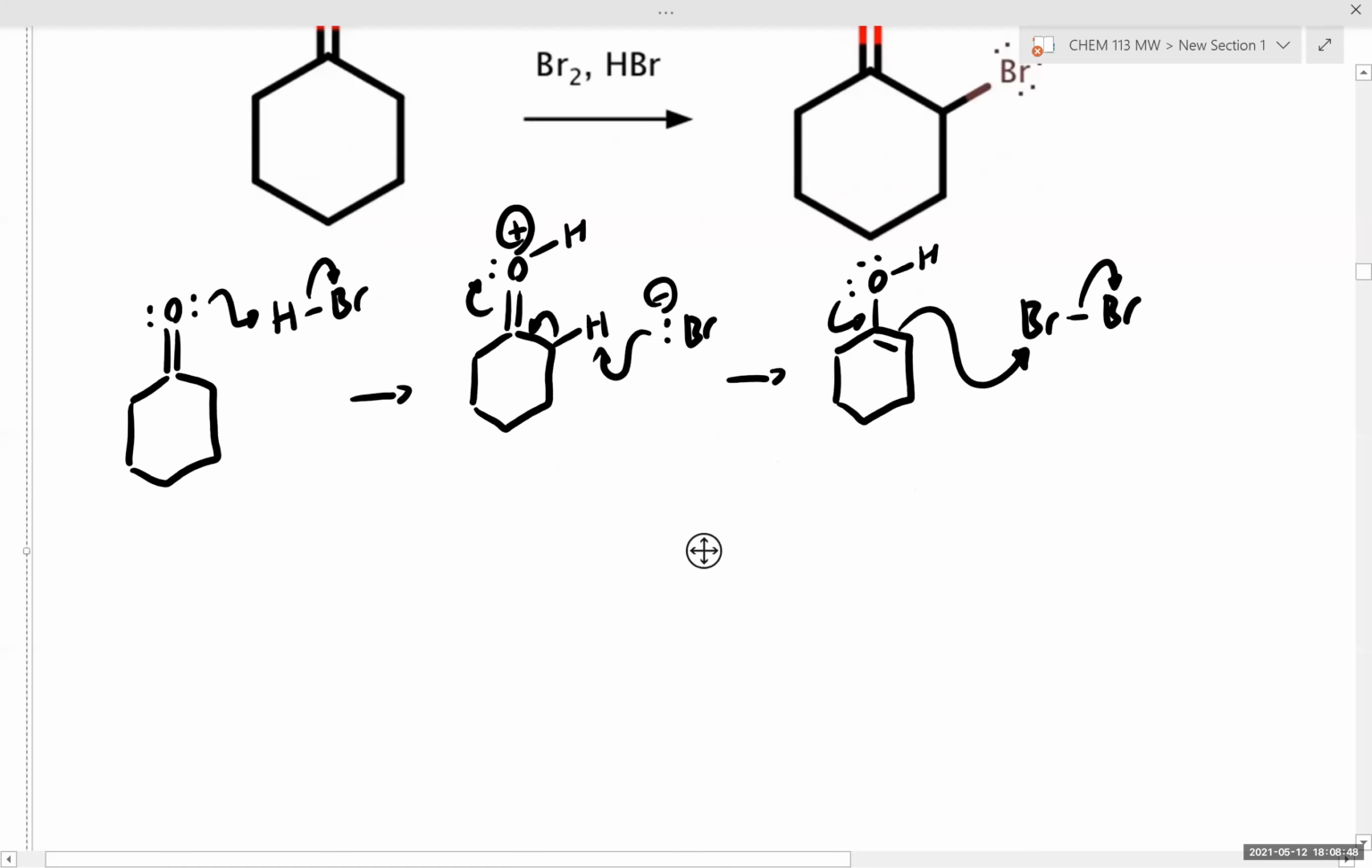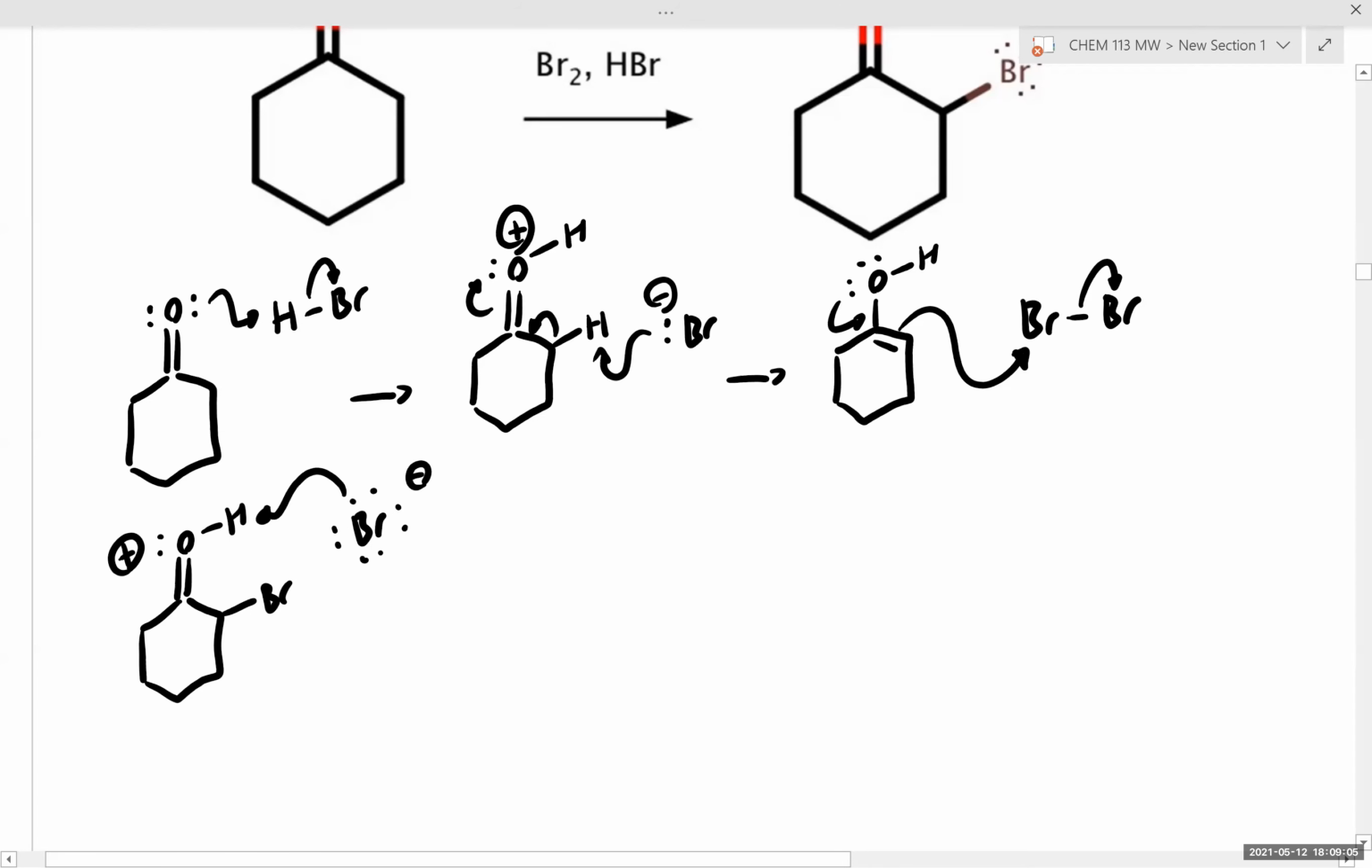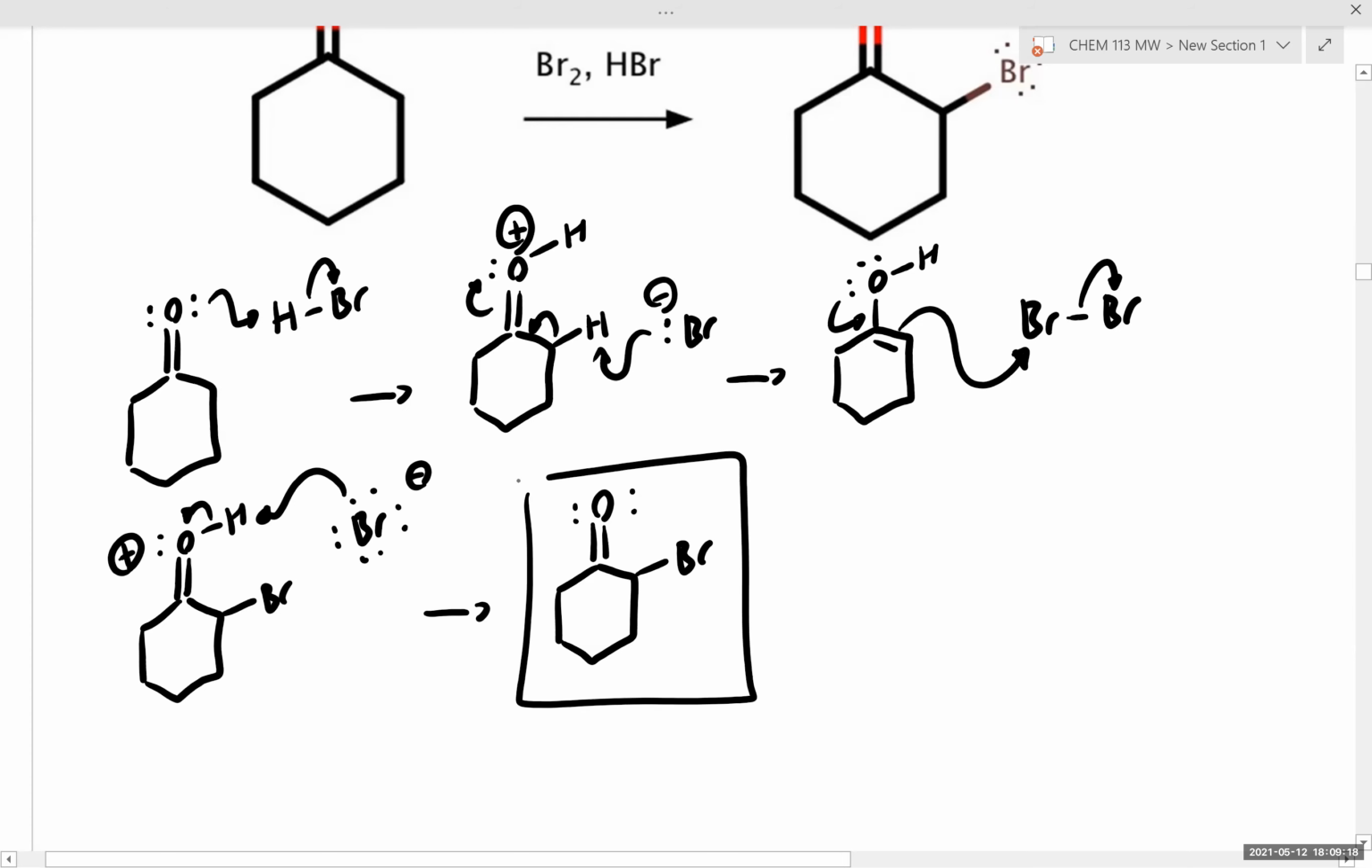However, we don't get the desired product directly. We still have one last cleanup step where we take this protonated alpha bromo ketone and we simply pull off our proton to generate our neutral isolable product. Any questions on this mechanism for the acid catalyzed bromination of a ketone or aldehyde? Any questions on this mechanism before we move on?